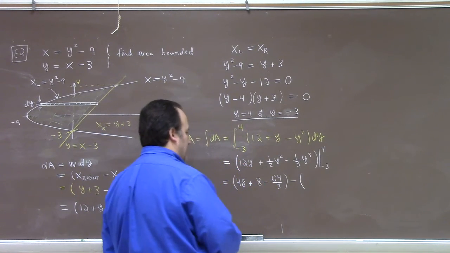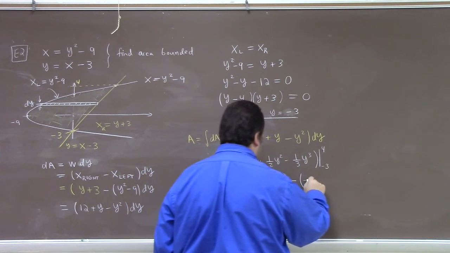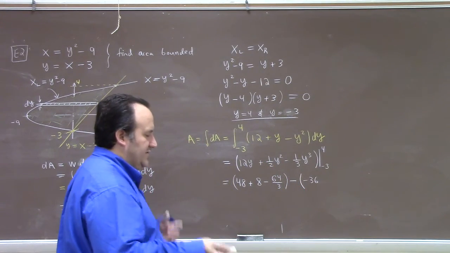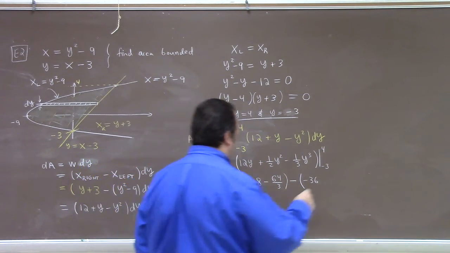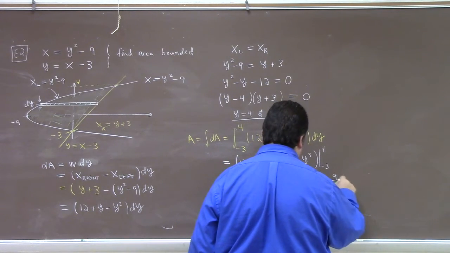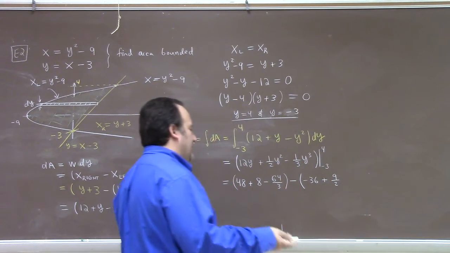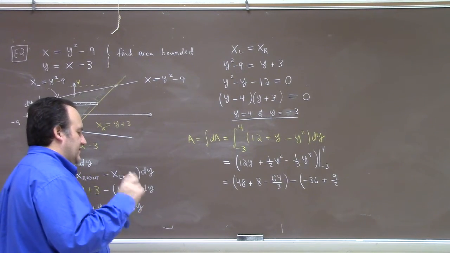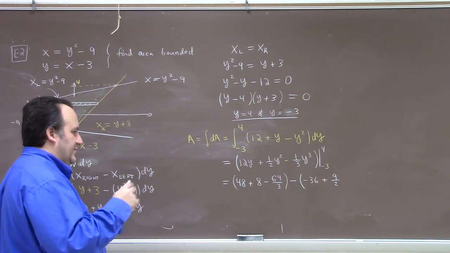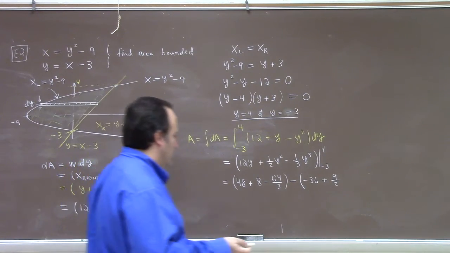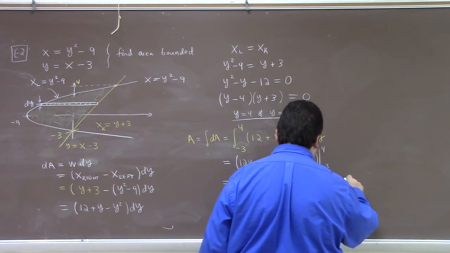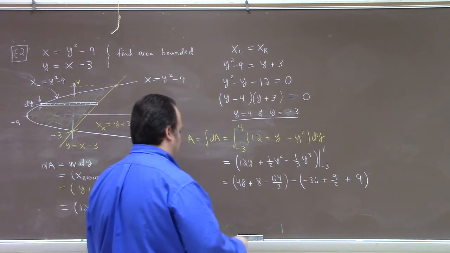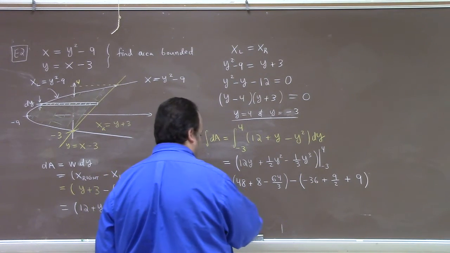At the lower bound, we get minus 36. Minus 3 squared is 9, 9 over 2, plus 9 over 2. Minus 3 cubed is minus 27. Minus 27 over 3 is minus 9, but you have minus a minus, which is plus 9. And so what do you got?